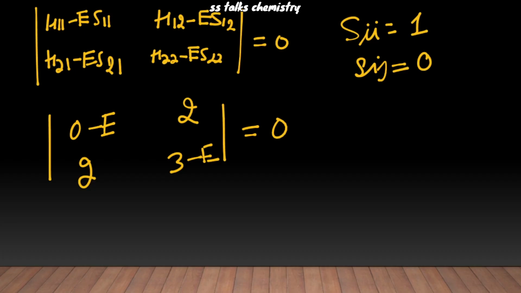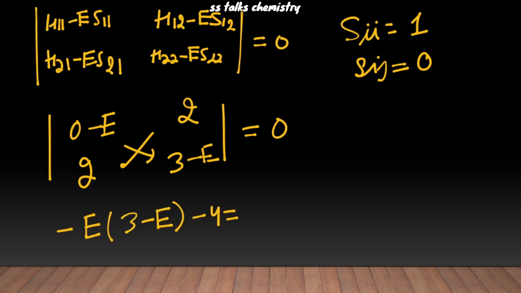So solve this matrix now. Cross multiply this. So minus E into 3 minus E, minus 4. This is equal to 0. Right. So just open this out now.